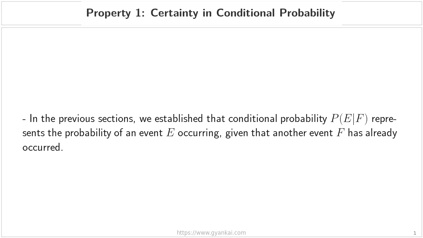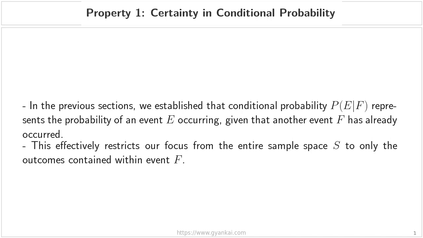Welcome back, everyone. Before we dive into today's new topic, let's take a moment to recap what we've learned so far. In our previous lessons, we established the foundation of conditional probability. We define the notation P of E given F to represent the probability of an event E occurring, under the specific condition that another event F has already taken place. Think of it this way. When we introduce this condition, we are essentially shrinking our world. We are no longer looking at the entire sample space, which we call S, as our playground. Instead, we are restricting our focus, narrowing our attention solely to the outcomes that are contained within event F.